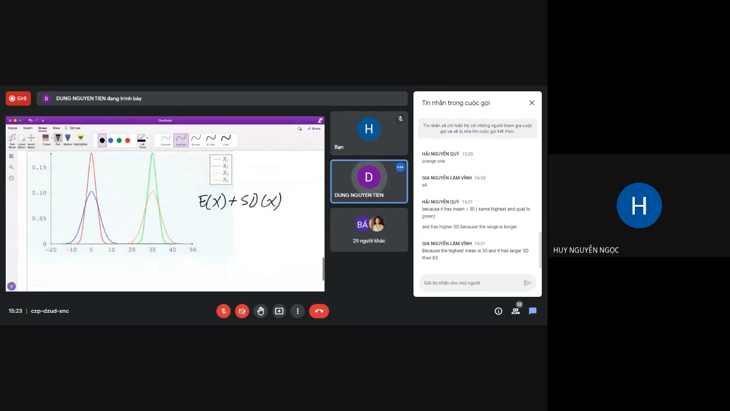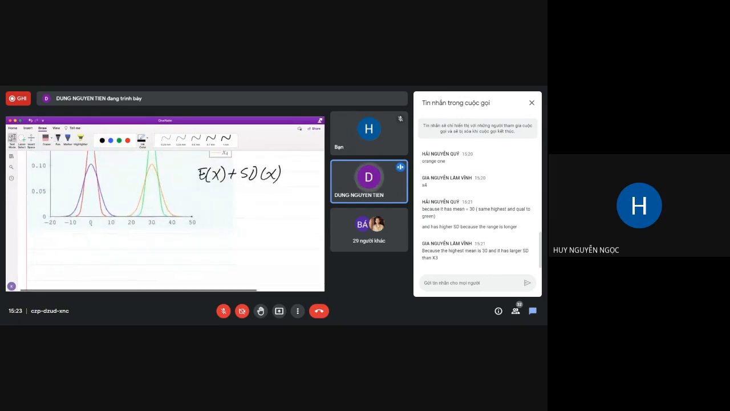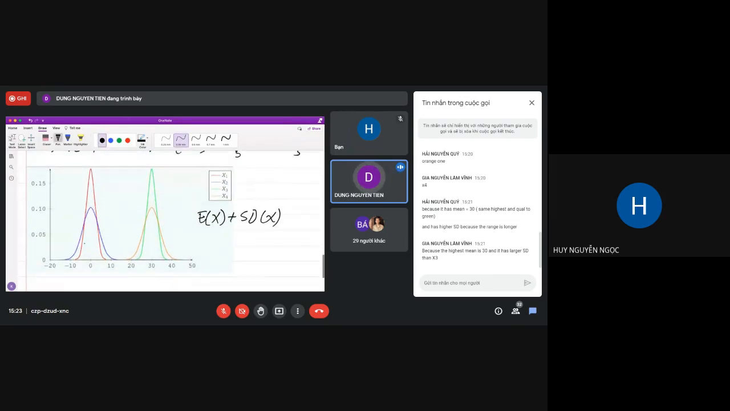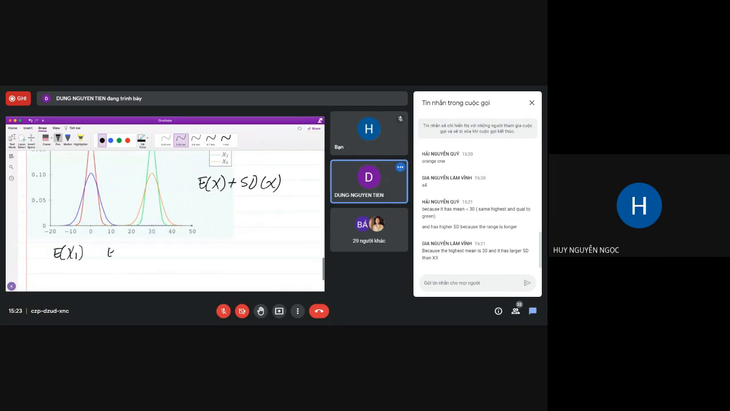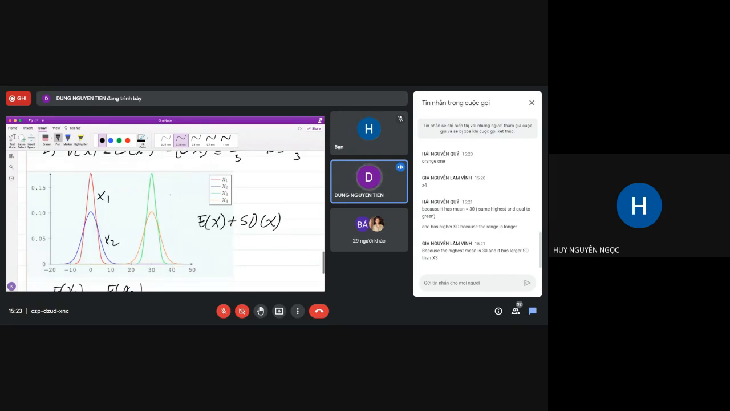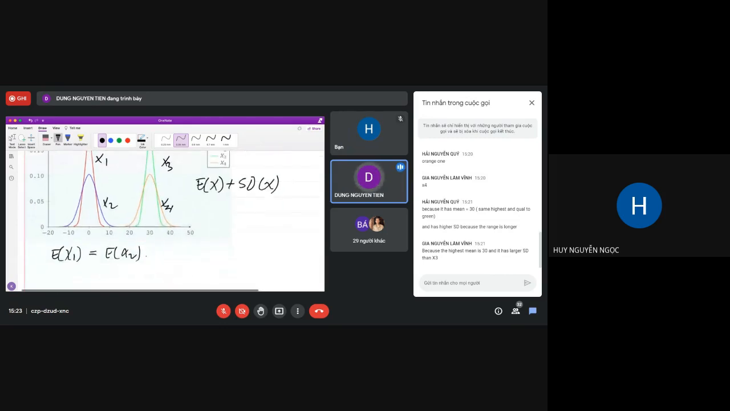Okay, you can see that the mean of x is the center of the distribution, right? And because all these distributions are symmetric, the mean should be at the middle of the range. So you can see that the mean of x1 and the mean of x2 should be the same. This is x1, x2, x3, and x4. They are the same and they are 0. For the mean of x3 and x4, you see that they are the same, and they are 30. Okay, so you get this inequality.